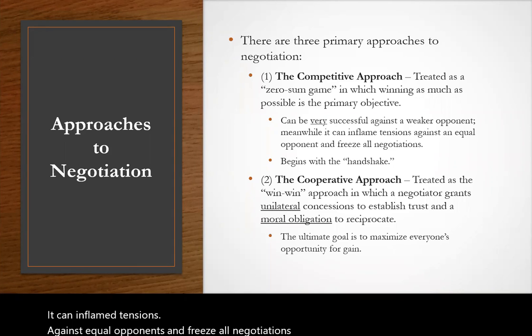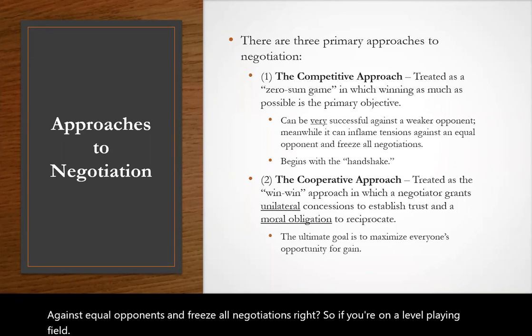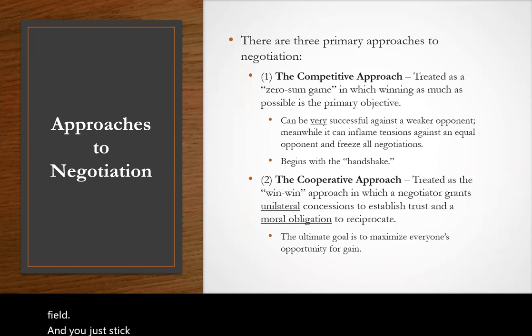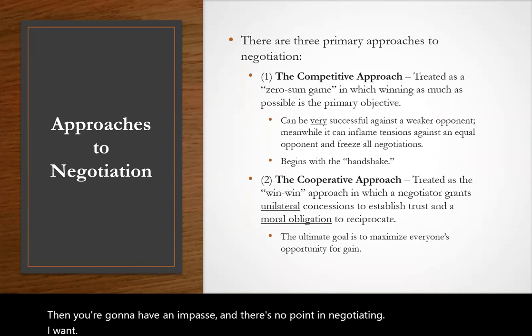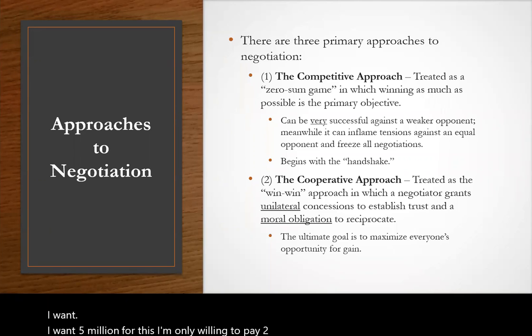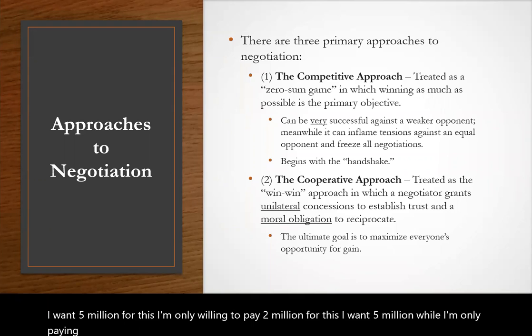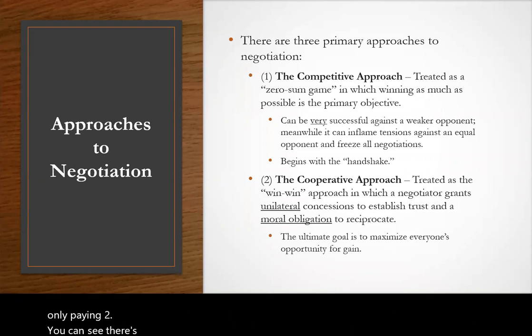So if you're on a level playing field and you just stick to your position, the other party's going to stick to their position. Nobody's looking at the interests, like nobody's asking why. Then you're going to have an impasse, and there's no point to negotiate, right? I want $5 million for this. Well, I'm only willing to pay $2 million for this. Well, I want $5 million. Well, I'm only paying $2 million. Well, and like you can see, there's no point, right? Absolutely no point.